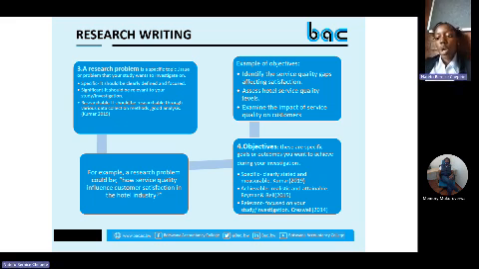And then we have examples linking to our research problem. The objectives would be identifying service quality gaps that are affecting customer satisfaction. And then assess hotel service quality levels. That would be another objective. And then our last objective could be to examine the impact of service quality on customers. Those are our objectives for our research problem. And we'll be moving on to hypothesis.